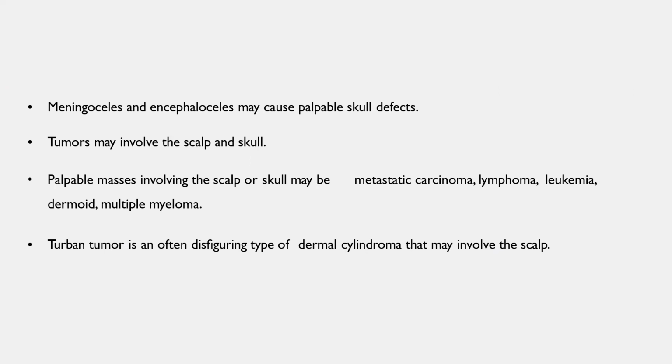Meningoceles and encephaloceles also cause skull defects. Tumors on the scalp, especially cylindromas or any dermoid cyst in the midline, you can diagnose. Palpable masses involving the scalp or skull may sometimes be metastatic carcinoma; lymphomas and leukemias do metastasize to the scalp. Lymphomas, dermoid cysts, and multiple myelomas also cause palpable masses on the skull. Histiocytosis also causes these kinds of palpable masses on the skull. By palpating these structures, you can narrow down your differential diagnosis. And turban tumor, that is cylindroma, as all of you know. Next slide.